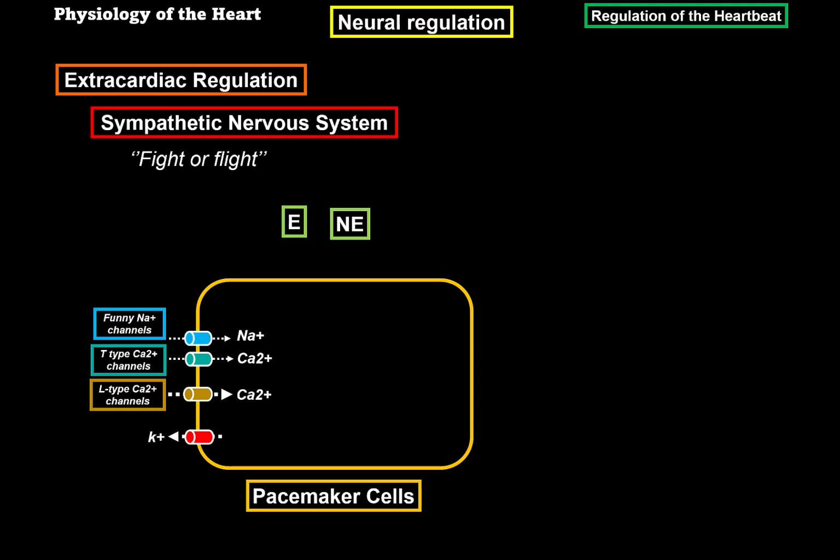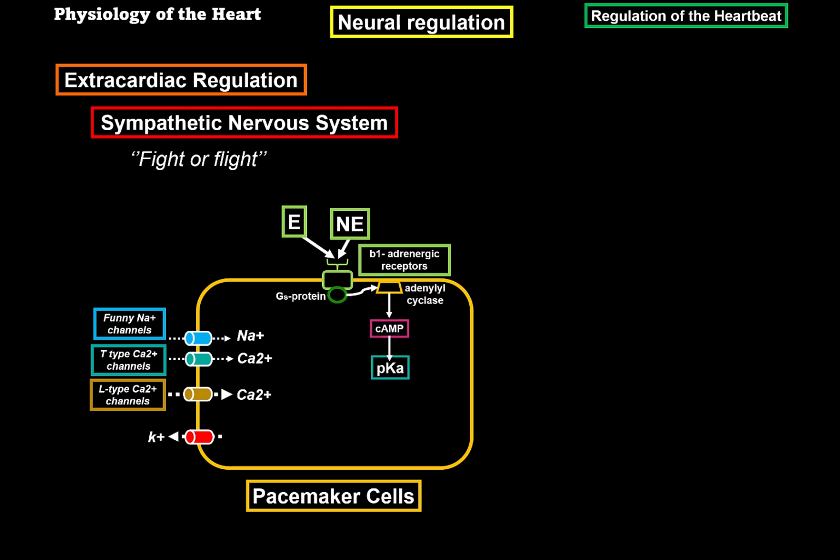On the cell wall of pacemaker cells, we have beta-1 adrenergic receptors, which the epinephrine and norepinephrine bind to. These are G protein coupled receptors which activate when epi and norepi bind. Activated G stimulatory protein will activate adenylyl cyclase, which increases cyclic AMP production.